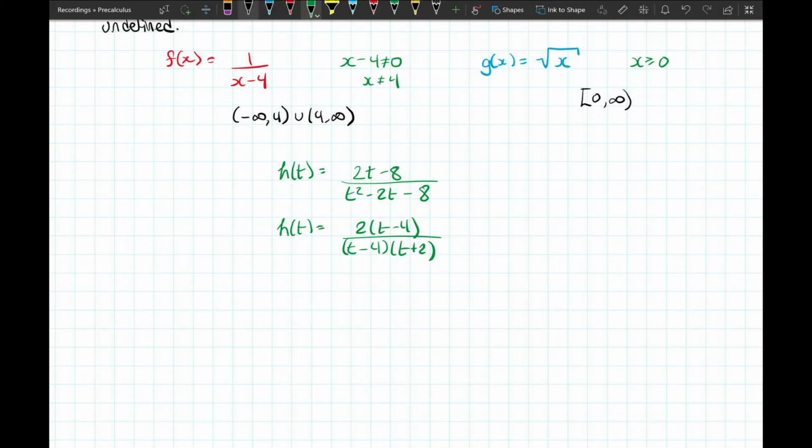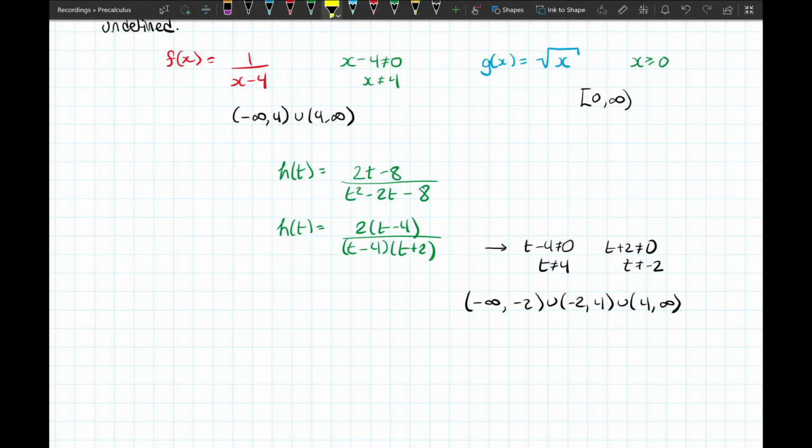So a very quick restriction here, we can see that t minus 4 cannot equal 0, and we cannot have t plus 2 equal to 0, leaving us with t not being able to equal 4 and t not being able to equal -2. So the domain of this function consists of 3 intervals, breaking the number line up from -infinity to -2, an interval from -2 to +4, and a third interval from 4 to infinity.